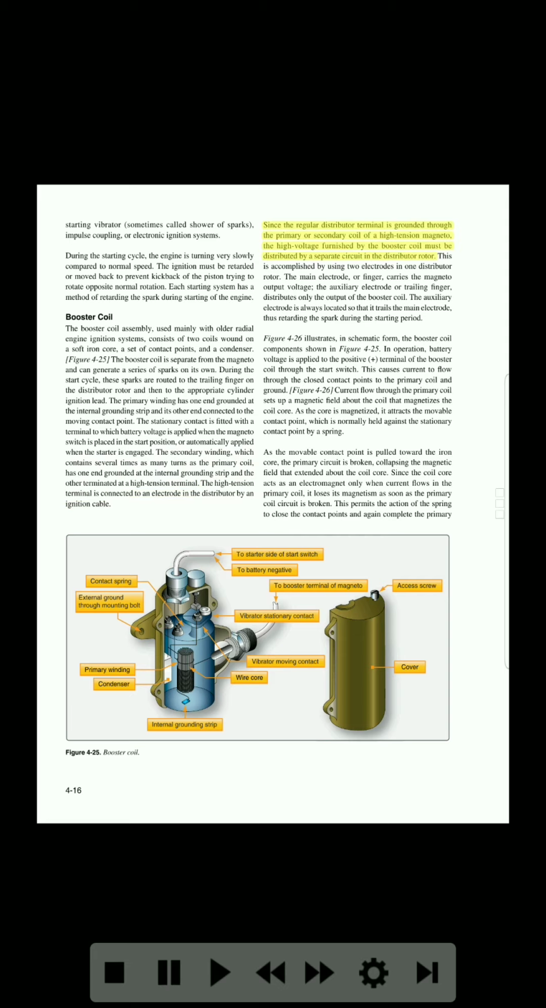Since the regular distributor terminal is grounded through the primary or secondary coil of a high-tension magneto, the high voltage furnished by the booster coil must be distributed by a separate circuit in the distributor rotor. This is accomplished by using 2 electrodes in one distributor rotor.